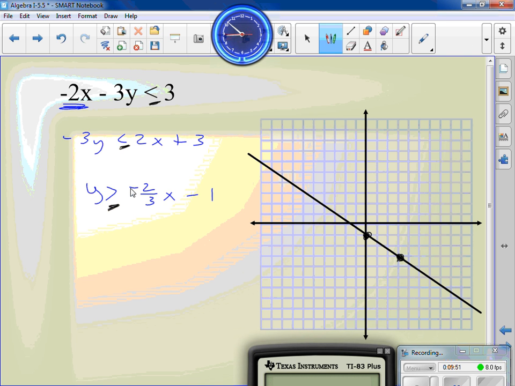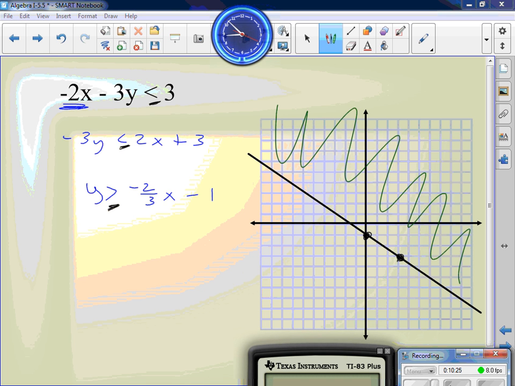Greater than, does that shade above it or below it? Above it. So I'm going to shade above. Now, you don't have to go color crazy and color every little square in. If you want to, go right ahead. Negative 2/3. I started down 1 because that was my y-intercept. So I go down 2 because that's my rise, and I run to the right 3. Shading doesn't have to be perfect, but by looking at this, I can tell it's shaded above.